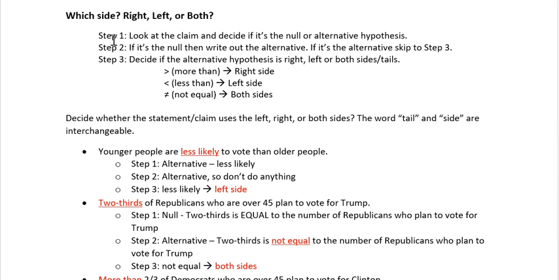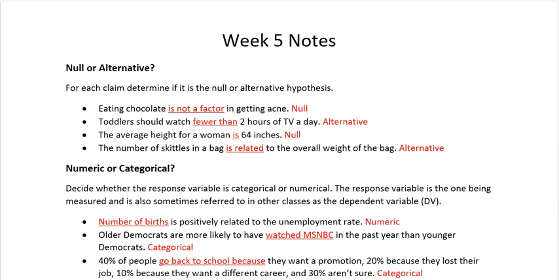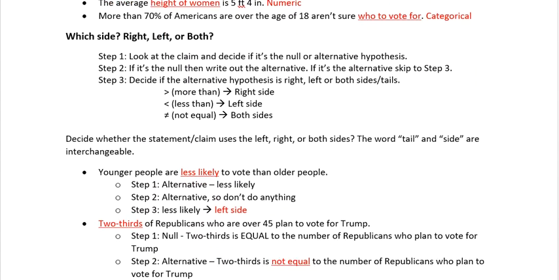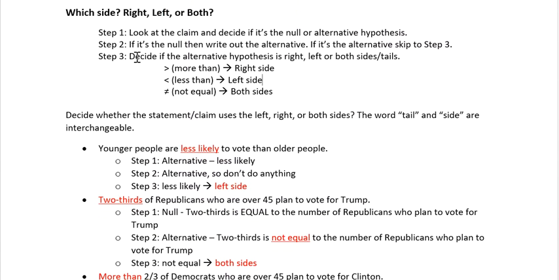So the first thing, you're going to be given a statement, and you look at the claim and decide if it's the null or alternative. So that's back up here, just like here, null or alternative. So the first thing you do is determine whether it's null or alternative, just like up there. But then the next thing you do is that if it's null, you have to write out the alternative.